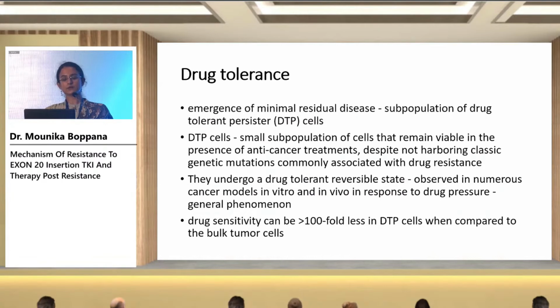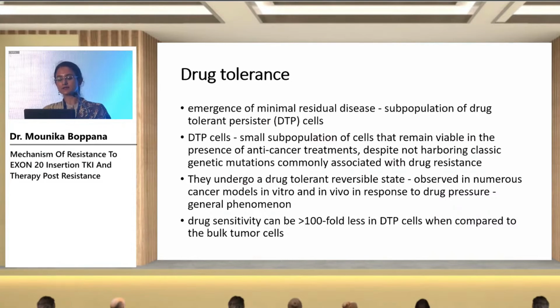There is another concept of drug tolerance, the emergence of minimal residual disease, a subpopulation of drug-tolerant persister cells, or DTP cells. So this is a small subpopulation of cells which remain viable even in the presence of anti-cancer treatments, despite not harboring any of the classic genetic mutations which are commonly associated with drug resistance. They undergo a drug-tolerant reversible state, which is observed in numerous cancer models in vitro and in vivo in response to drug pressure. And this is probably a general phenomenon.